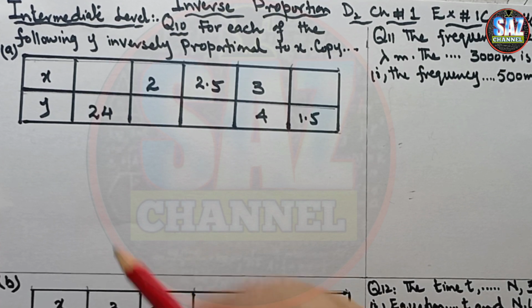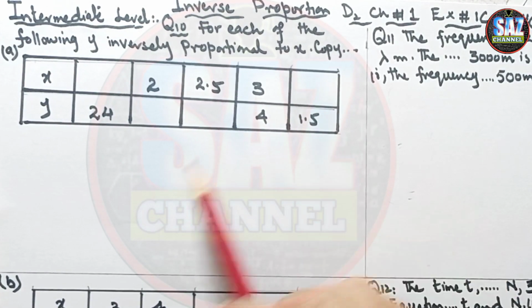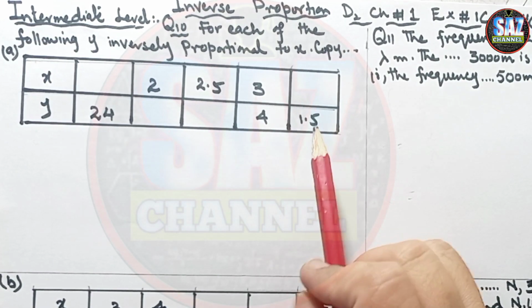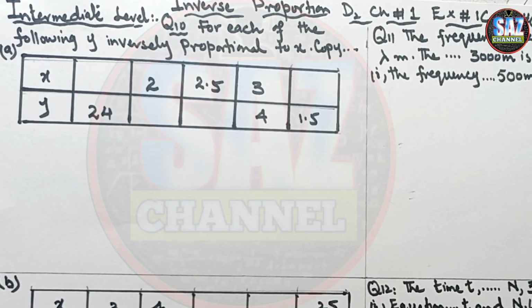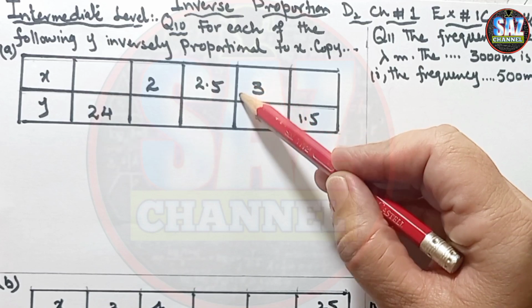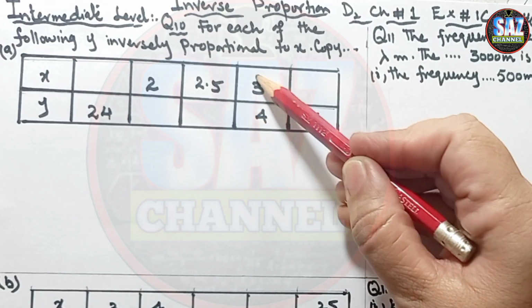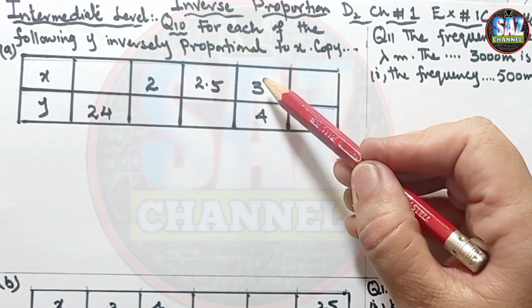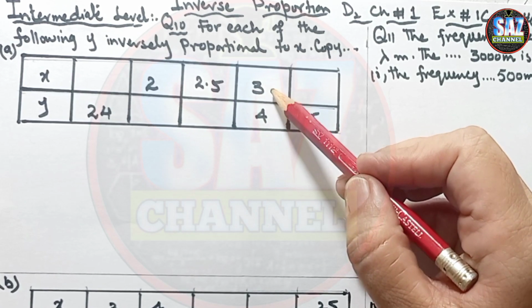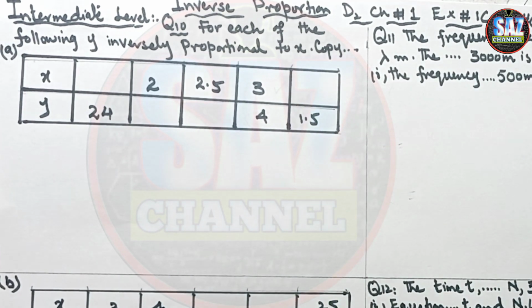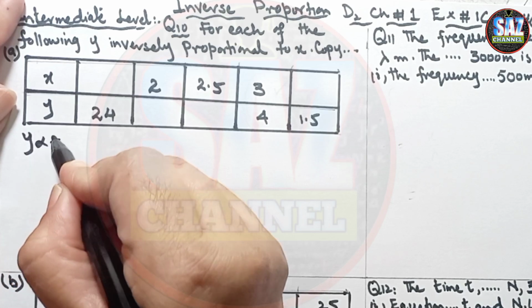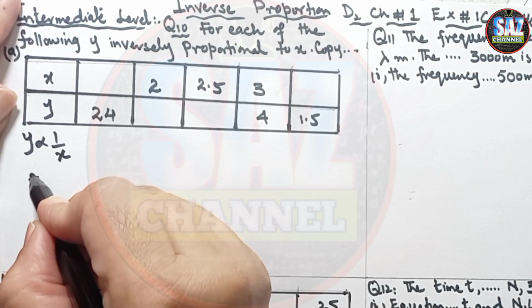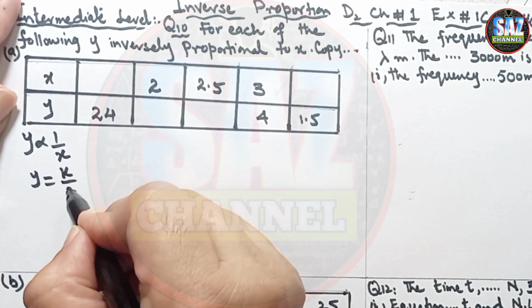If we look at the table, we can see that we are given some of the values of x and some values of y. Because the quantities are in inverse proportion, first of all we have to write an equation that connects these two variables, and for that there must be one complete point given, where we are given both x values and y values. With the help of this, first we have to find the constant of variation, because y is inversely proportional to x, so y equals k by x.